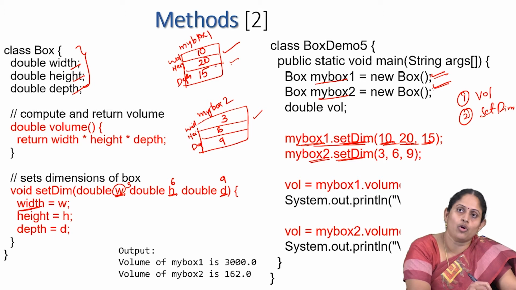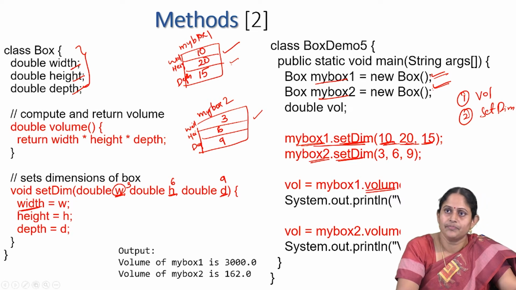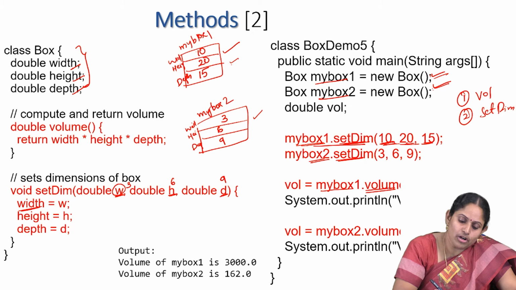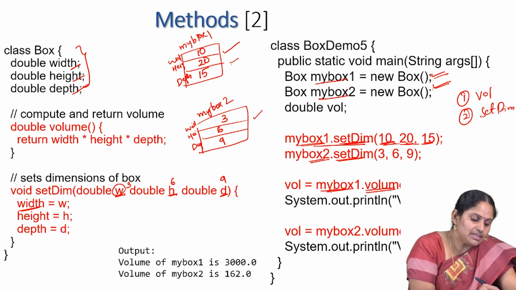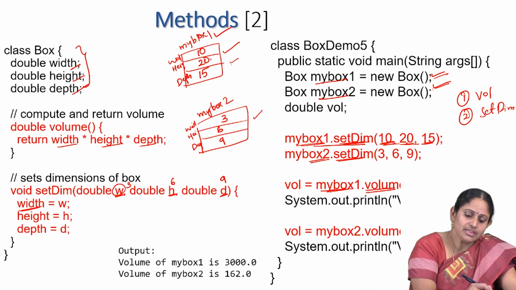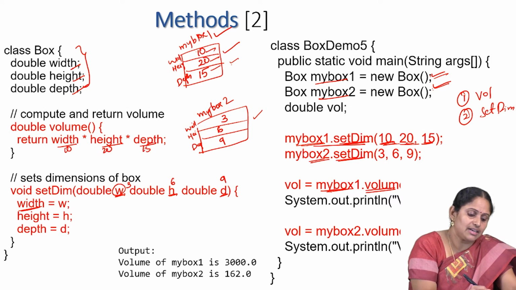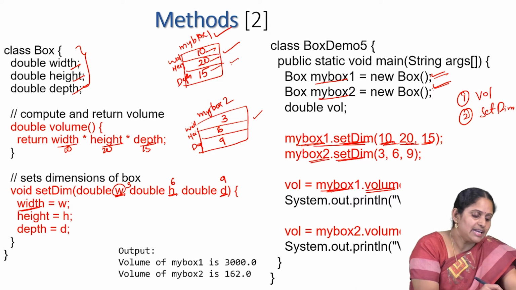Now we have to find the volume of these two objects. So we are calling the volume method. To the volume method, we are not passing any value, but we are calling that volume method on mybox1. The volume method will extract the values of width, height and depth from the mybox object. That means it will take 10, 20 and 15 and find the product. The product is found and it will be returned to the called object.